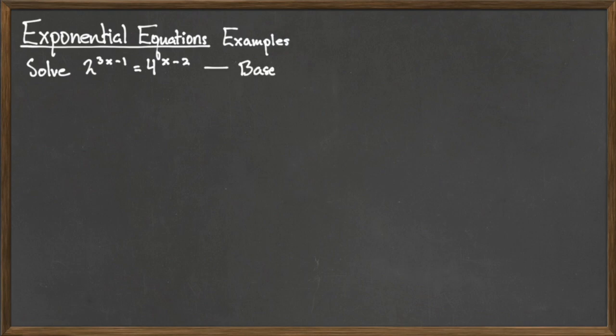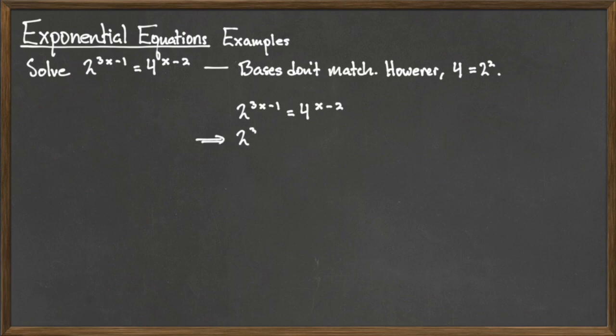However, I do know that the right base of 4 can be rewritten as a power of 2. Namely, I can express 4 as being 2 squared. This allows me to transform my current equation. I can take the original, 2 to the 3x minus 1 equals 4 to the x minus 2, and I can replace that 4, in parentheses, with 2 squared.